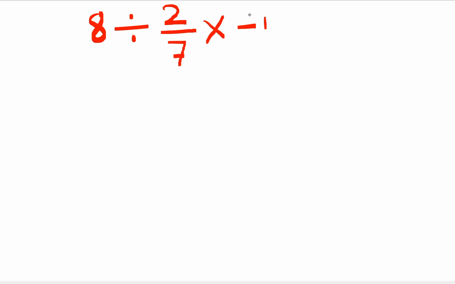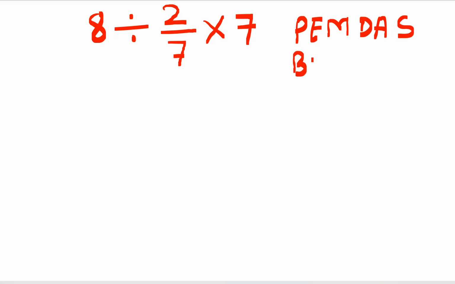First, we solve this expression using the PEMDAS rule. The PEMDAS rule, also known as the BODMAS rule. PEMDAS: parenthesis, exponent, multiplication, division, addition and subtraction, same as BODMAS. B means brackets, operations, and division, multiplication, addition and subtraction.